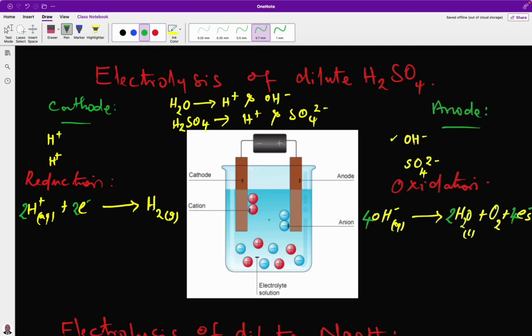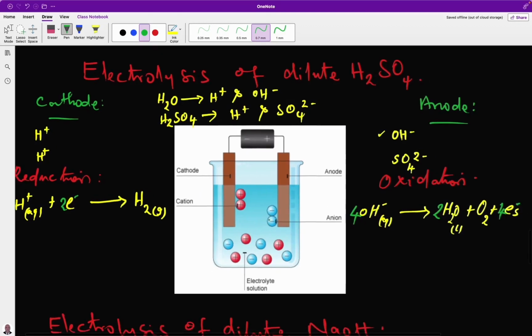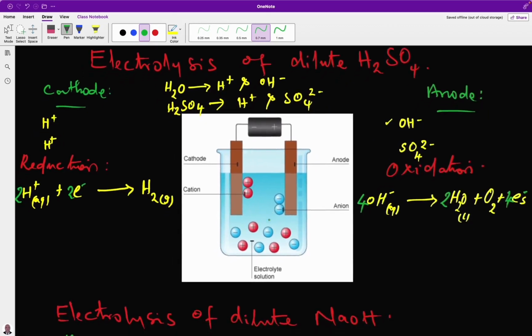So we have 4 electrons. We now have 4 electrons there. So that is how it is. 4 electrons. Okay. Let's move forward.